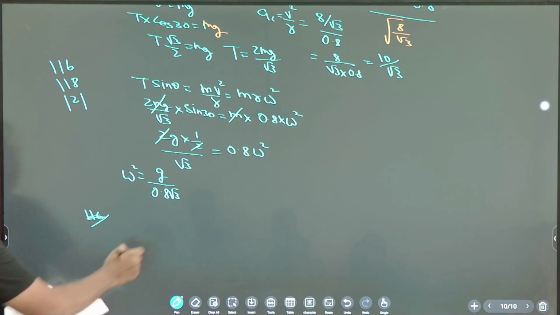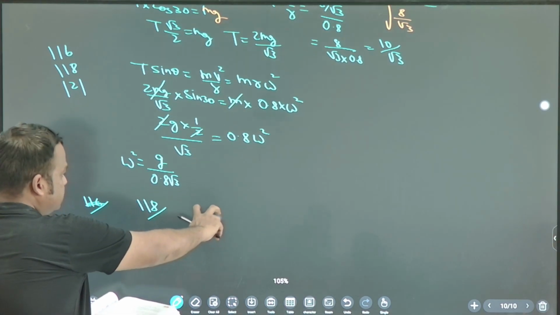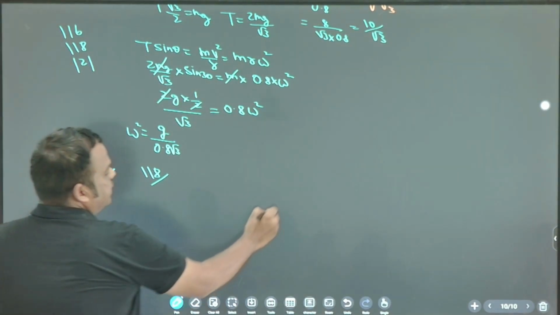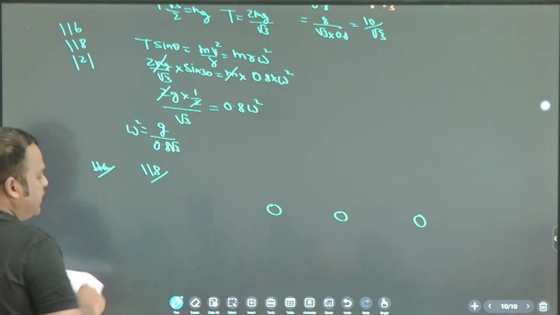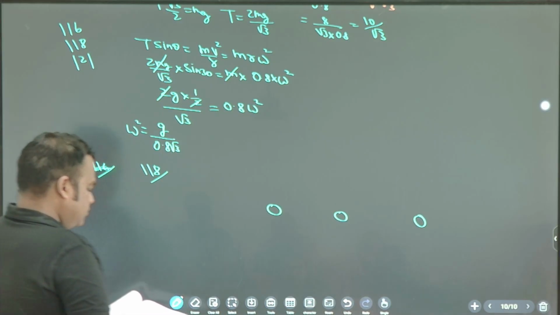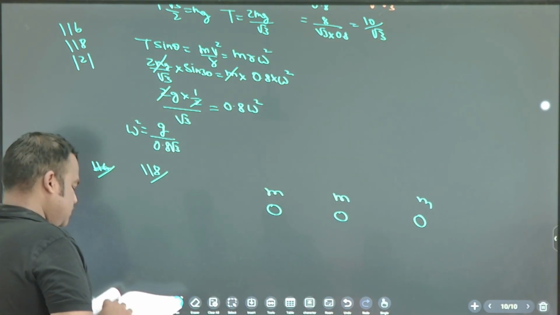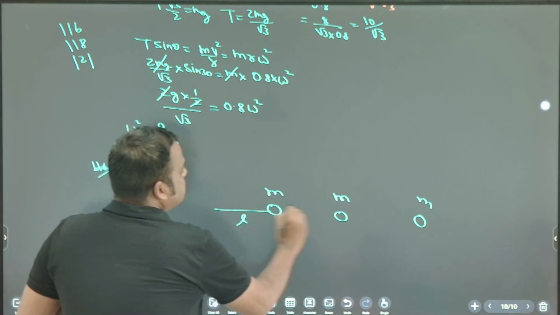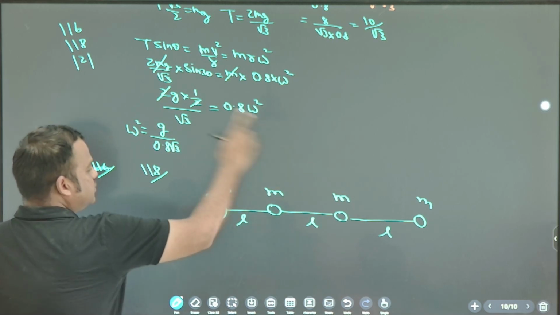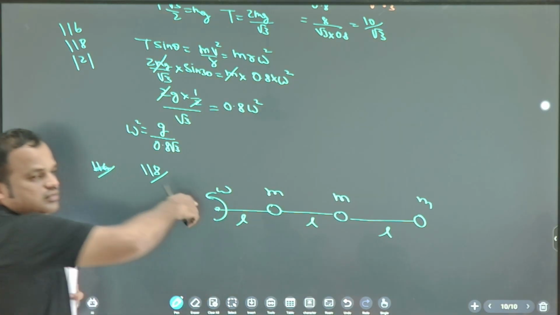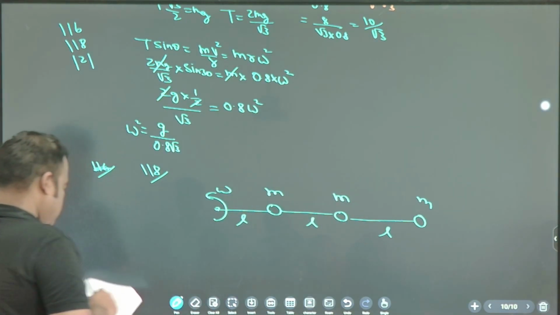118 you can solve. How many balls? Three identical particles. What are the masses? They are identical. So masses are same. Three strings are there. Length of the string same. They are whirled in circle, correct? Circular motion. What is the angular speed? Omega.